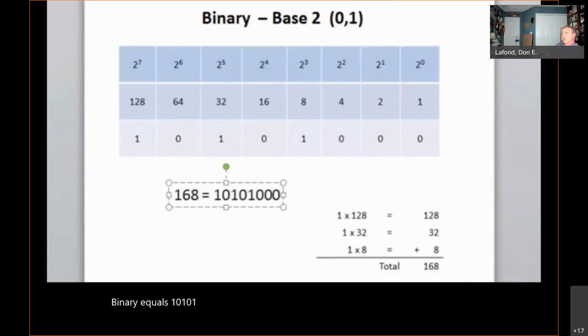I now have one 128, I have one 32, and I have one 8. And 128 plus 32 plus 8 equals 168.